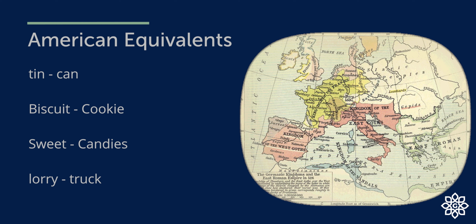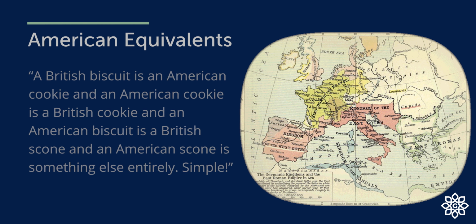That's totally different words, right? So as Oxford Dictionary blog puts it, a British biscuit is an American cookie, and an American cookie is a British cookie, and an American biscuit is a British scone, and an American scone is something else entirely. Simple. That was super weird, right?